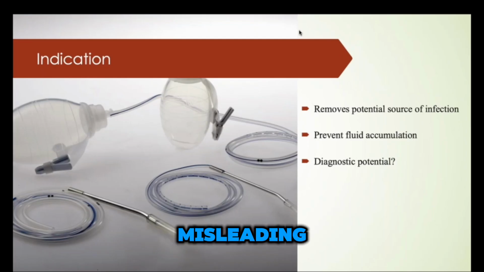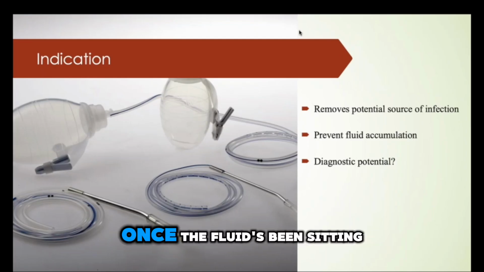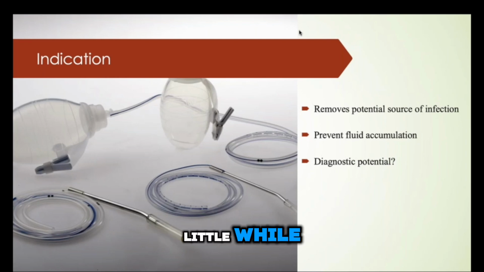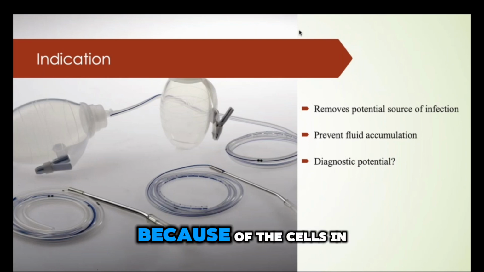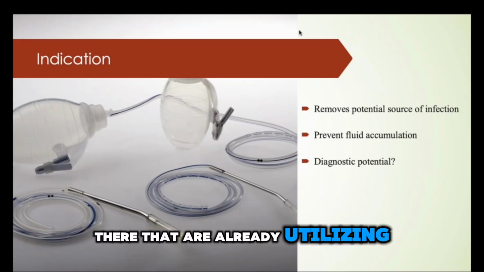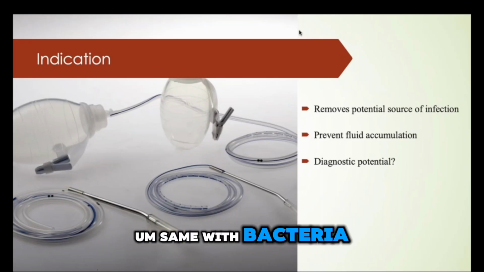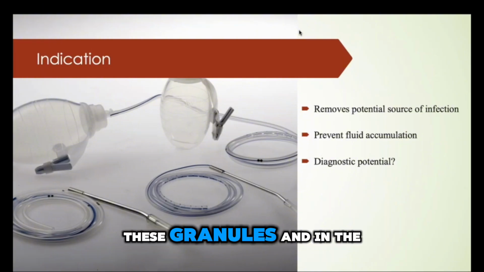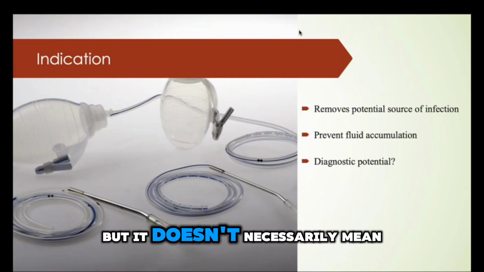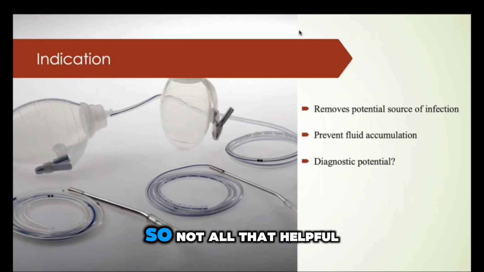It actually can be very misleading, as glucose and lactate levels are going to change abruptly once the fluid's been sitting in this grenade for a little while, or even within the tubing connecting to the grenade, because of the cells in there that are already utilizing glucose without access to more and creating a lot of lactate. Same with bacteria. You may find there's a lot of bacteria, even intracellular bacteria, sitting in the fluid in these grenades and in the tubes, but it doesn't necessarily mean that that's what's happening in the inside of the wound. So not all that helpful.